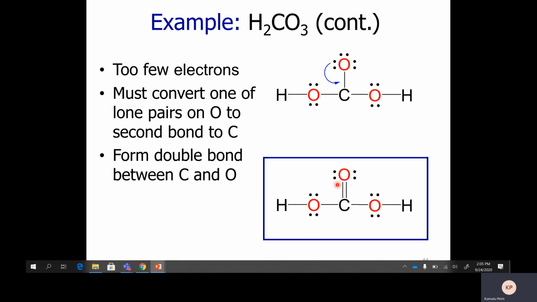If you count the electrons around each of these atoms, they fulfill the octet. Don't forget that hydrogen can have only 2 electrons. So each single bond fills those 2 electrons.